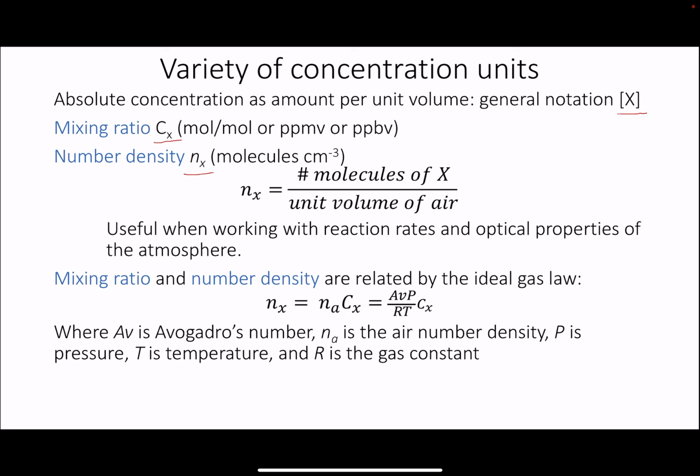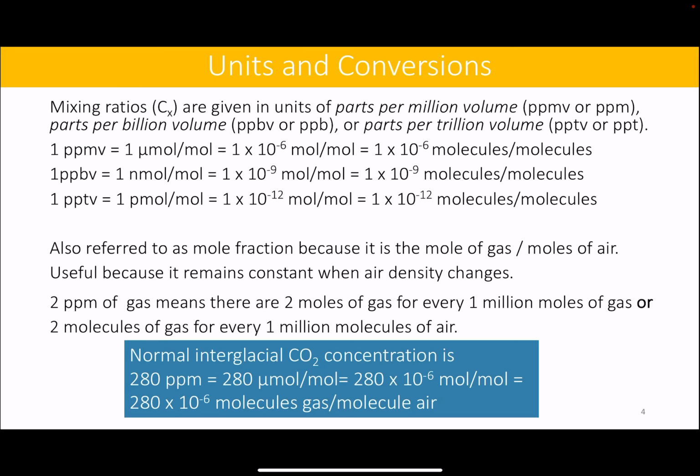So the number density for gas X is equal to the mixing ratio for gas X times the number density of air. And another way to write that is Avogadro's number times the pressure in the atmosphere divided by the ideal gas law constant times temperature times the concentration and mole fraction. And so you'll use this. I'll give you concentrations in mixing ratio and you'll have to convert them to the number density.